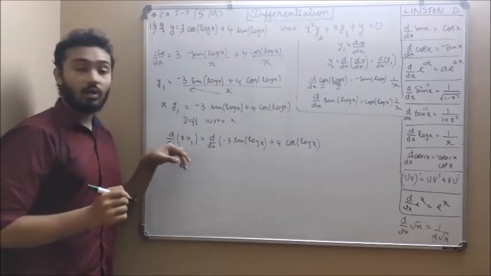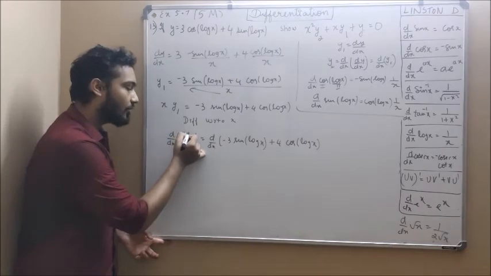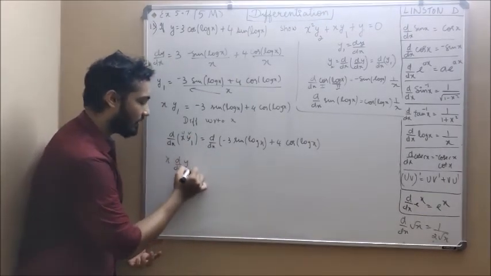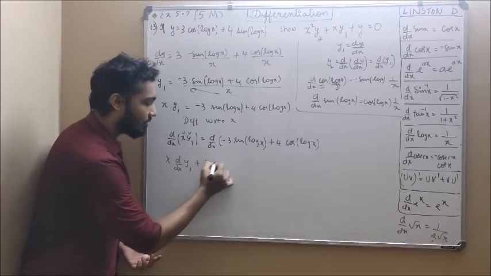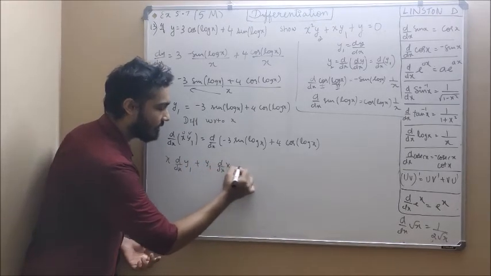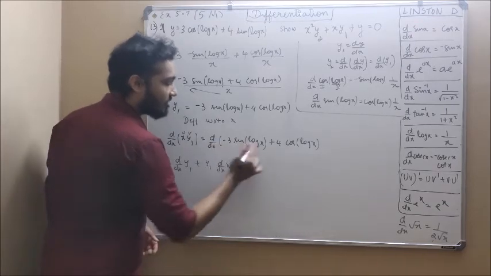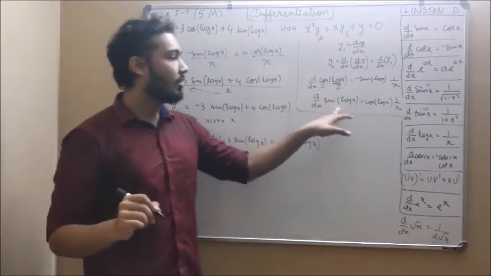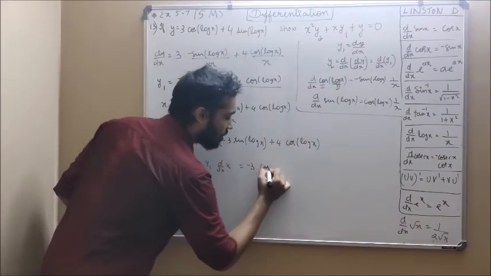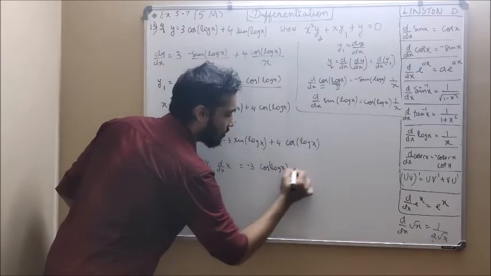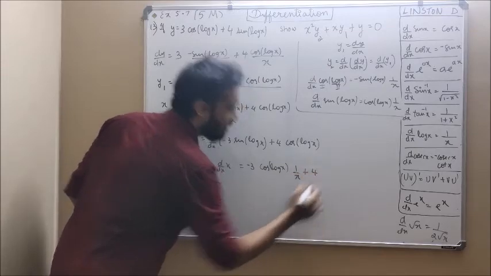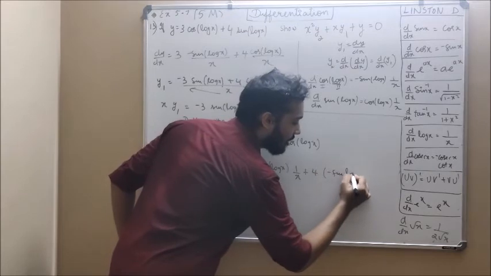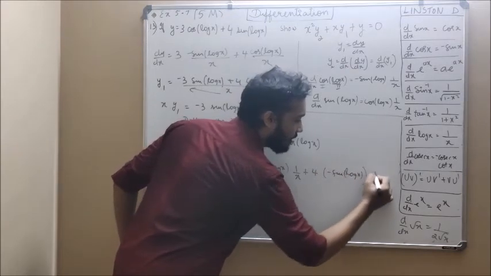So differentiate this. This is a product uv. So it is x into d by dx of y1 plus y1 into d by dx of x, equal to the differentiation of this. So minus 3. Differentiation of sin log x is cos log x into 1 by x. So cos log x into 1 by x plus 4. Differentiation of cos log x is nothing but minus sin log x into 1 by x.